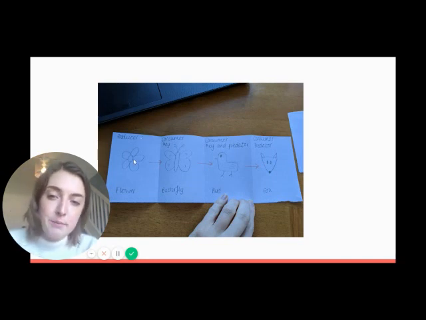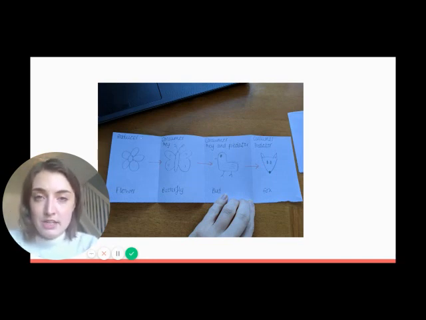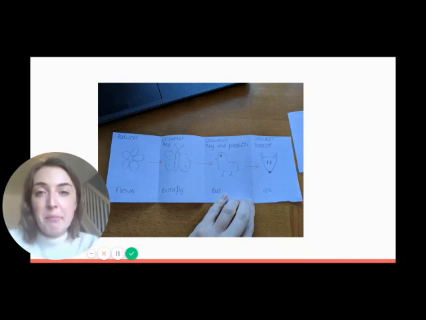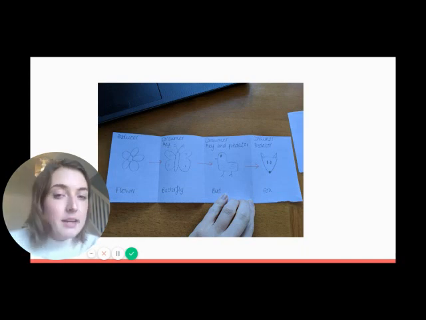So now I need to look for my consumers. The flower is being eaten by the butterfly. That makes that a consumer. The butterfly is being eaten by the bird. Makes it a consumer. The bird is being eaten by the fox. That makes it a consumer. Because a consumer is any animal that eats another thing. Eats anything. If it can eat, it's a consumer. So I've labelled my producers and consumers.